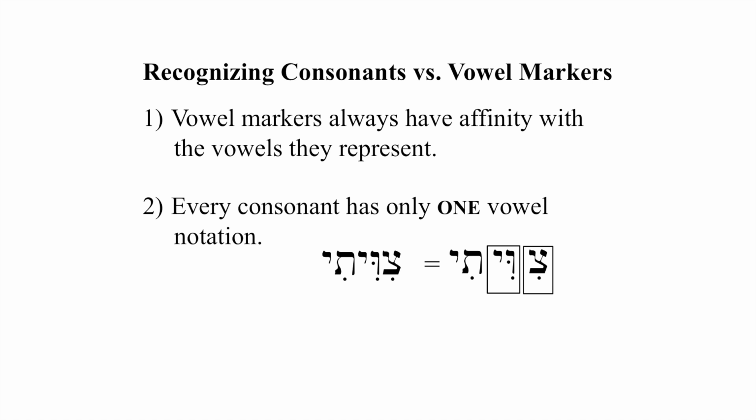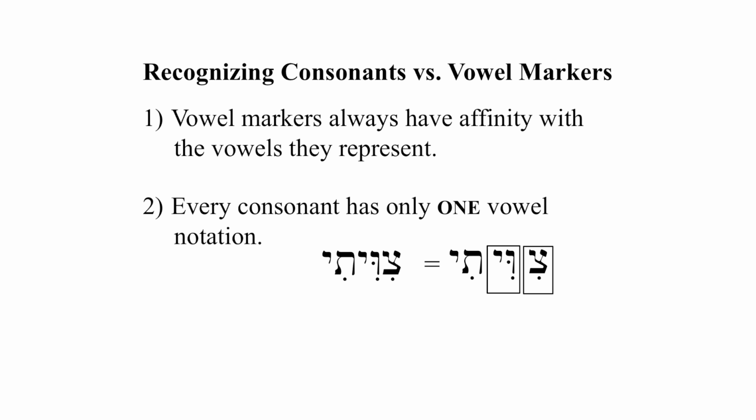Then as we look beneath the vav, we have an I vowel. We move to the yod, and if the yod was truly a consonant, it would need to have its own vowel notation, because every consonant in a word has to have its own vowel notation except for the very last consonant in the word. Since the yod has no dots of its own, it is not functioning as a consonant, it is functioning as a vowel marker for the I.